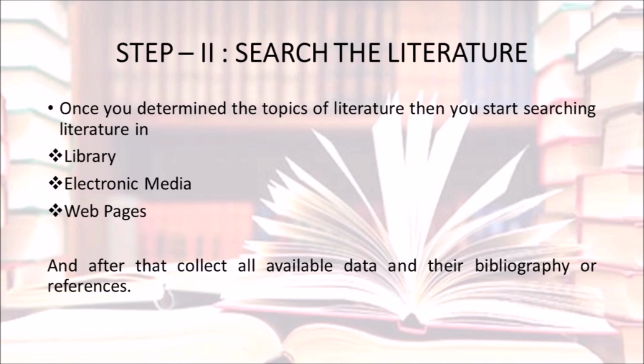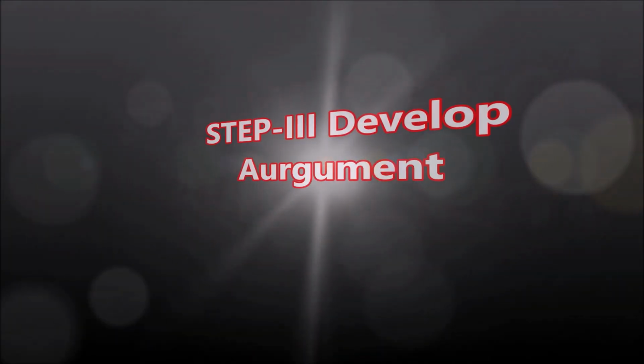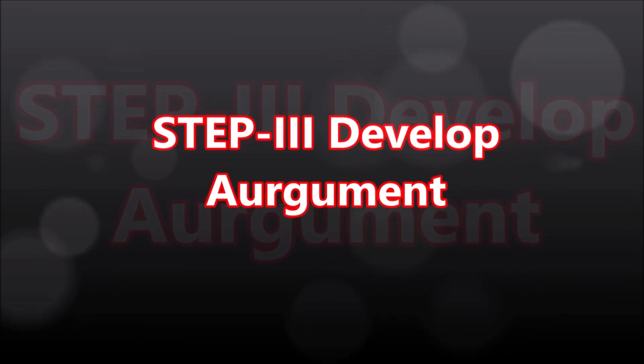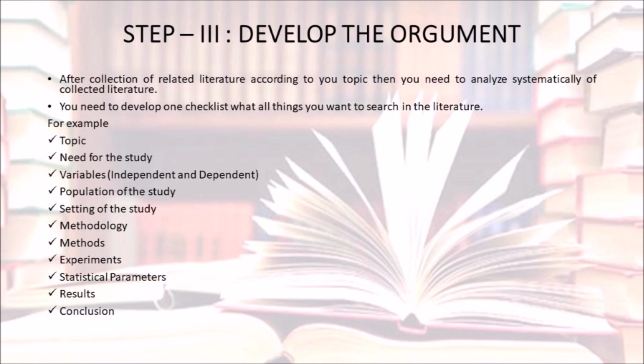After searching the literature, the next step is develop the argument. After collection of related literature according to your selected topic, you need to analyze that collected literature systematically. You need to develop a checklist of what all things you want to search in that particular literature. For example, topic, need for the study, variables, that is independent and dependent variables, population of the study, setting of the study, methodology, methods, experiments, statistical parameters, results of the study, and the conclusion the researcher has made.